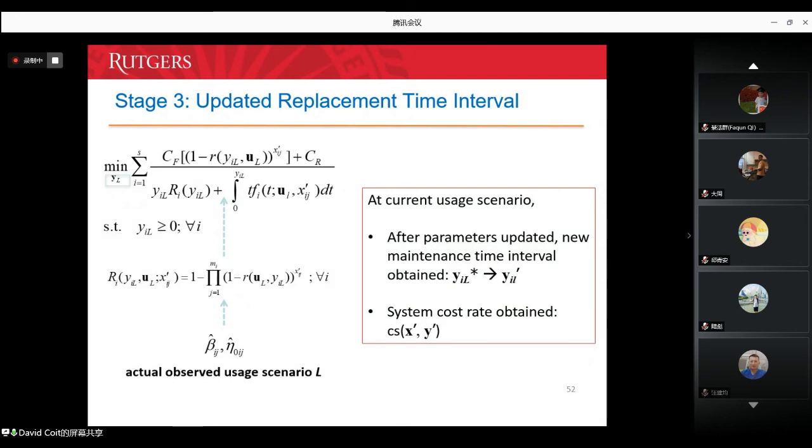So I have my new betas, but now I no longer have a two-stage stochastic optimization problem. It's actually still nonlinear and non-convex, but it's an easier problem because I only need to minimize over those y, the preventive maintenance intervals. So I can do that.